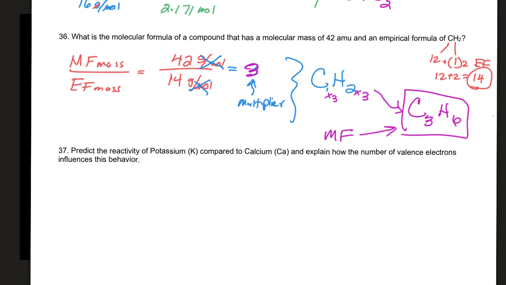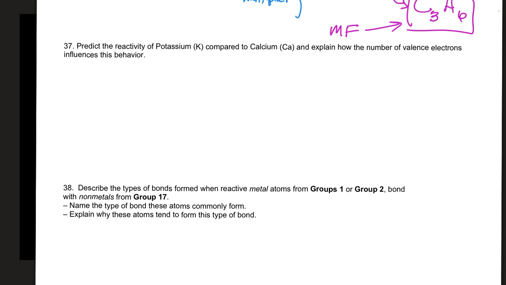And so that problem, we'll bring it up to the top. Here we're looking for the reactivity of potassium compared to calcium, and we want to explain this based on the number of valence electrons and how it influences behavior. Well, the reactivity is going to be based on or referring to how quickly or how easily it is going to react with another element.